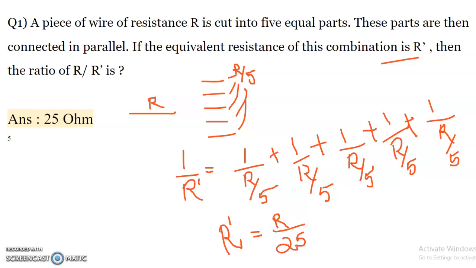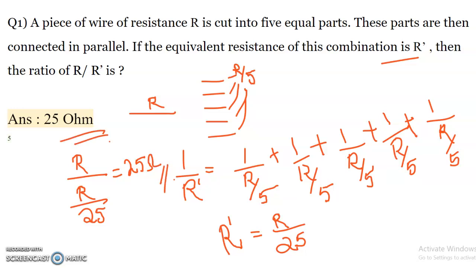Now on finding the ratio of R by R dash, which can be written as R divided by R by 25, we will get 25, and that is the answer, you can verify it here. Now moving on to the next question.